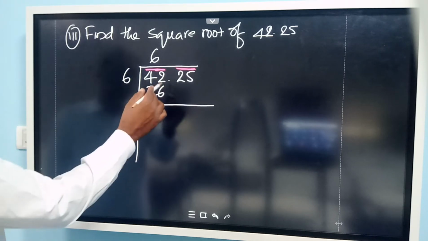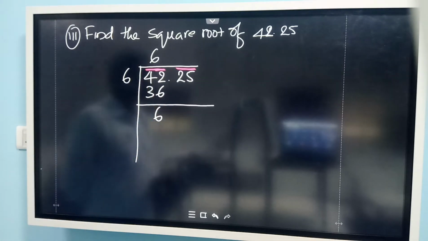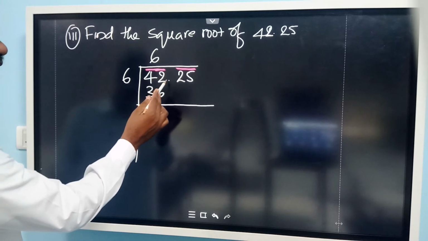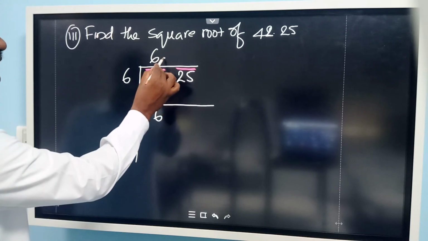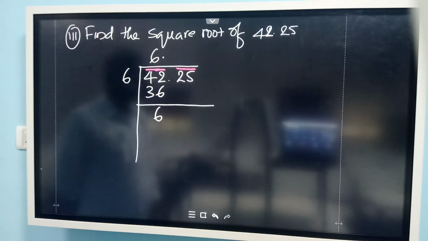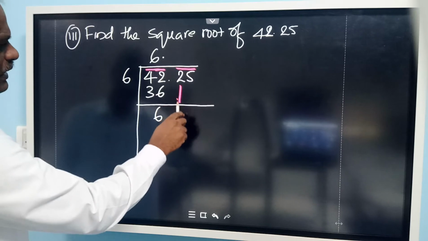Okay. Now you are going to the decimal part. 42 minus 36, you subtract. So you have the decimal part here. Before that, you have the decimal point here. Keep the decimal point in the quotient also. Keep the decimal point here. Once you have marked the decimal point there, bring down this 25 down.